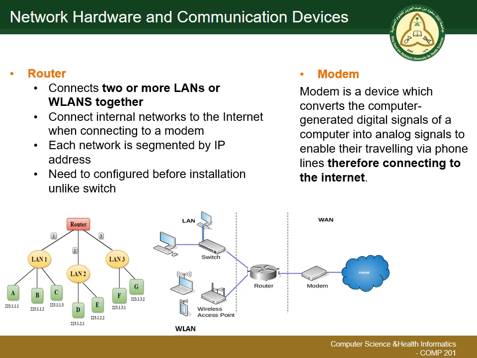Also, when I'm sending something outside, I have to convert it from digital, which my computer understands, into analog that other people or other transmission media can carry. So the modem is converting analog to digital and digital to analog. That's the main purpose of the modem. A modem is a device which converts the computer-generated digital signals into analog signals to enable their traveling via phone lines, therefore connecting to the internet. This is the modem.